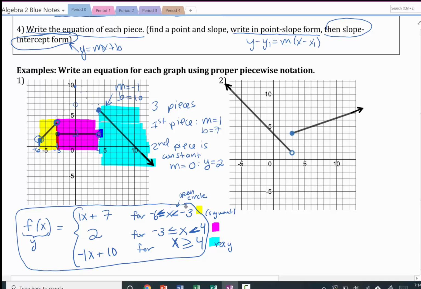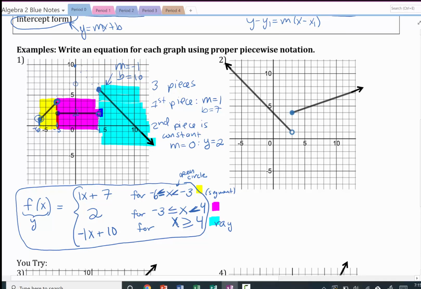So that is what we're basically training you to do, is how can you take a graph that's in pieces and write out its equation using the proper piecewise notation. And this is the process we take. So let's try it again with number 2, because it's good to kind of repeat the steps over and over again so we get better at them.